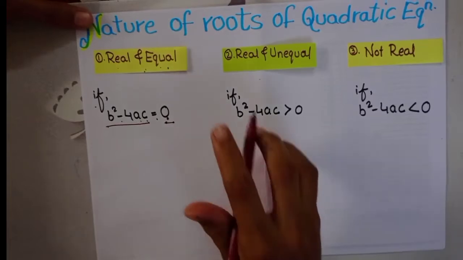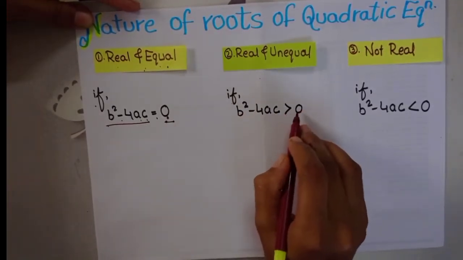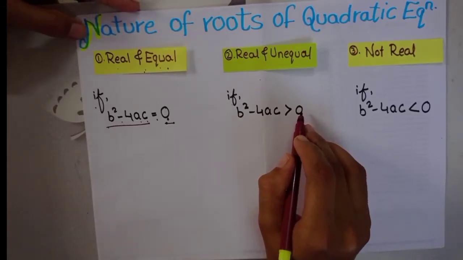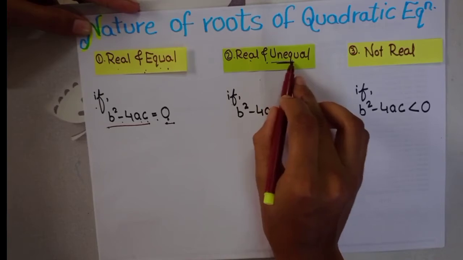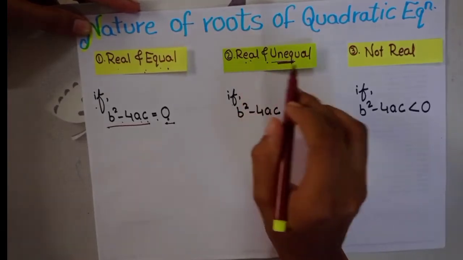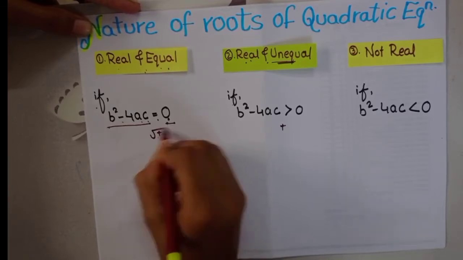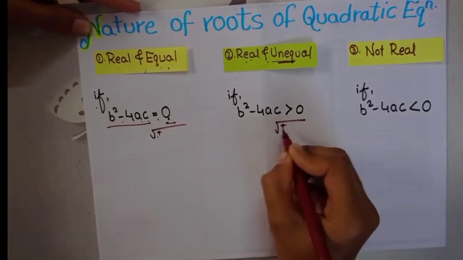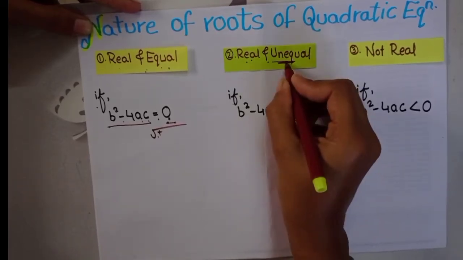If the value of b square minus 4ac is greater than 0, we can tell that the nature of the roots is real but unequal. It will be real because it will be the root of a positive number, but it will be unequal.